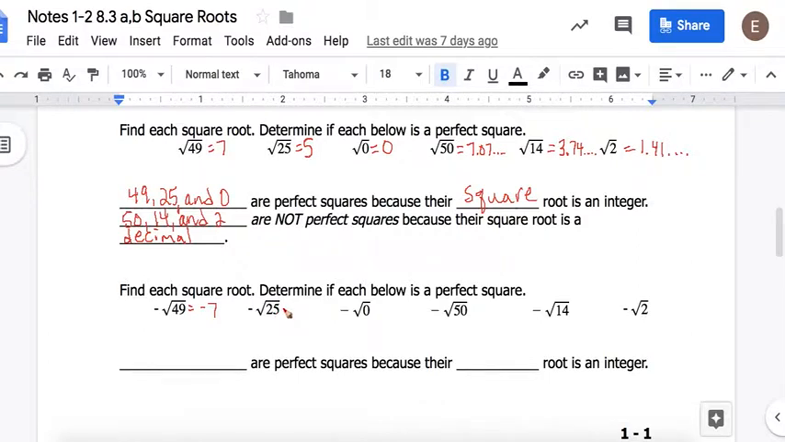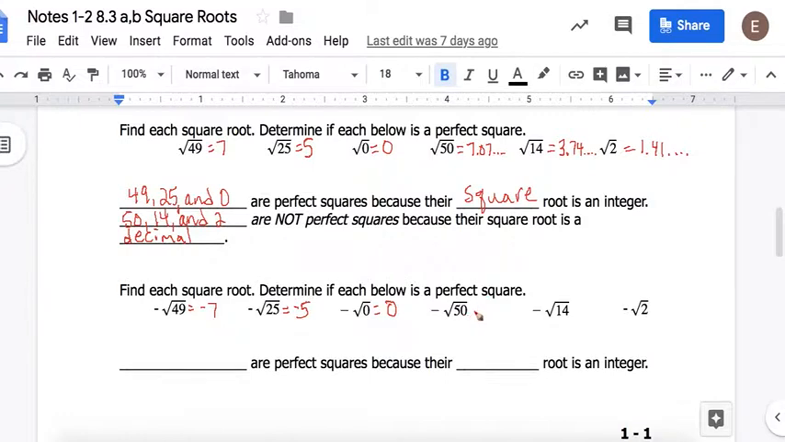Okay, the next one, because 5 times 5 is 25, we would say 5, but there's a negative in front, so we would call this -5. And then the square root of 0 is 0. Now this time there's a negative in front, but we still say it's 0. Remember, 0 is neutral, it's not negative, it's not positive.